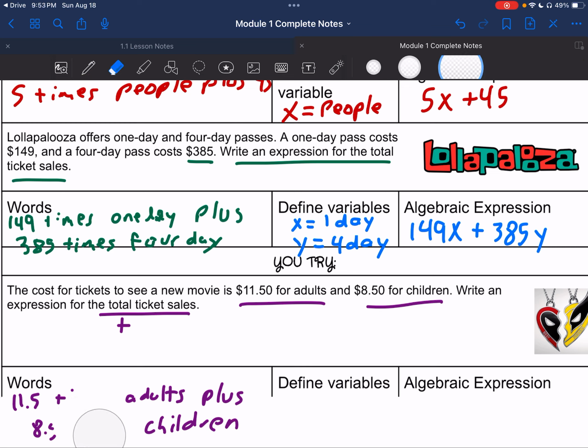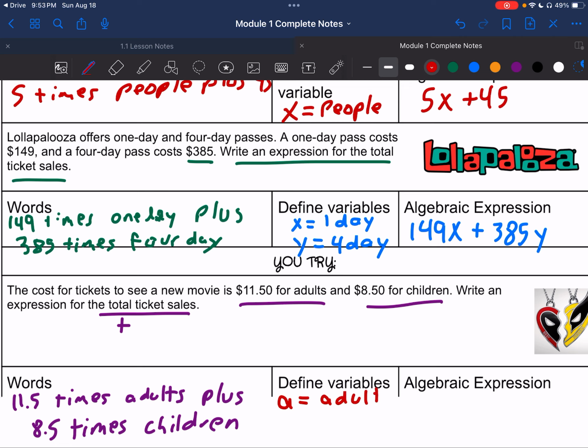We'll clean that up a little bit. All right, so we have times children. Now let's define our variables. I'm going to keep it, well, no, we could do a little bit different. We can say A equals adult, and we could say that C equals child, right? Though we can use any variable we want, any letter we want.